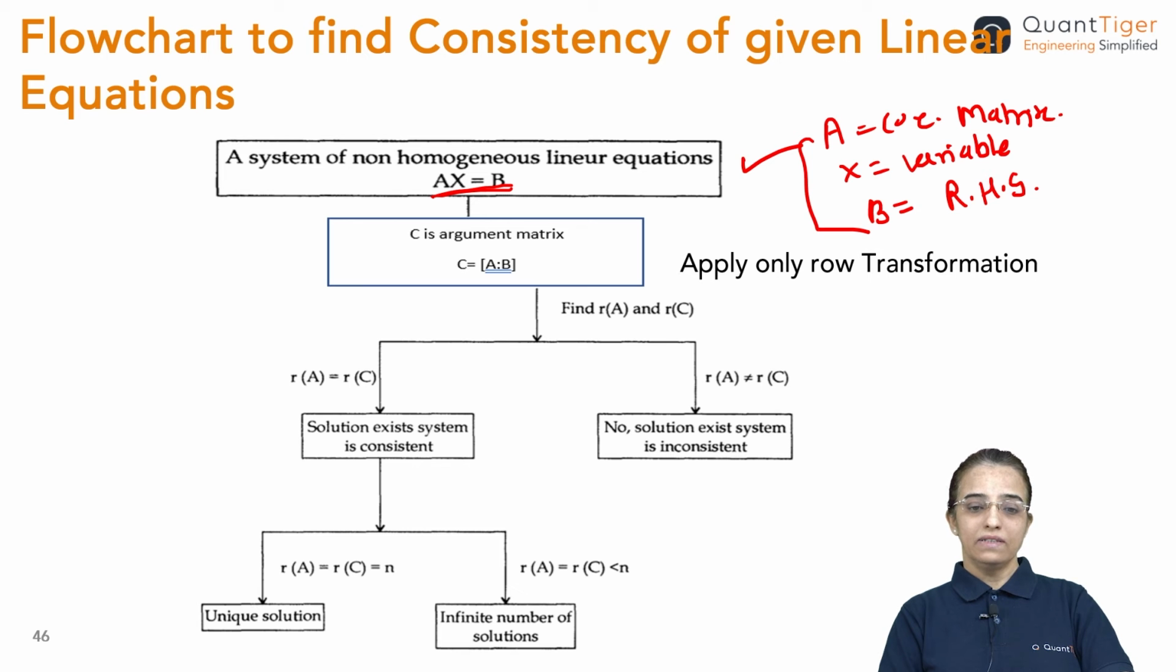Now, the next step. There we will be finding the augmented matrix, which we will call C. C is equal to, how will we write the augmented matrix, [A : B]. We know A is the coefficient matrix, and B is formed from the RHS of the system of equations. Using A and B we will make the augmented matrix, which we will call C.